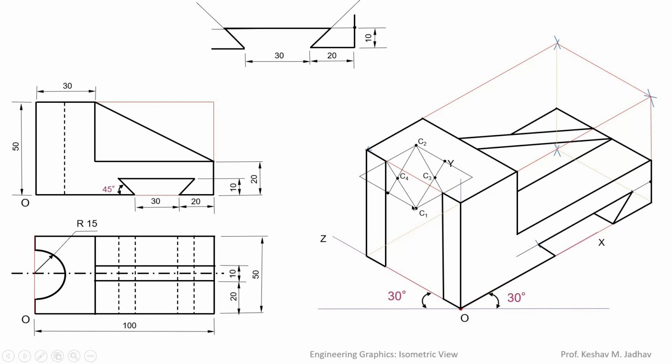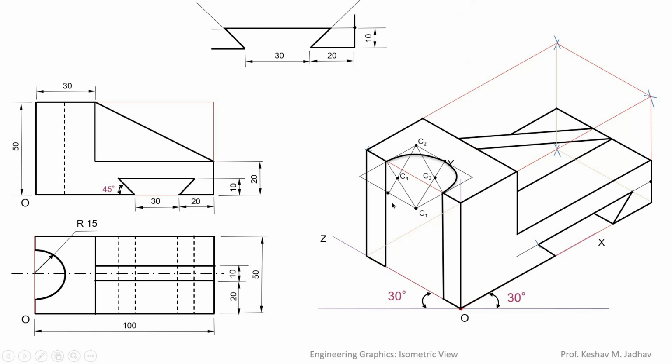So in this way we will get 4 centers to draw the circular part in isometric view. Here we have to draw only a half circle, so we need to use only 2 centers. So let us use center C1, and by using the compass take this much as the radius and draw an arc like this. Then by taking C3 as the center and radius equal to this much, draw an arc like this. So in this way we can draw this half circle.